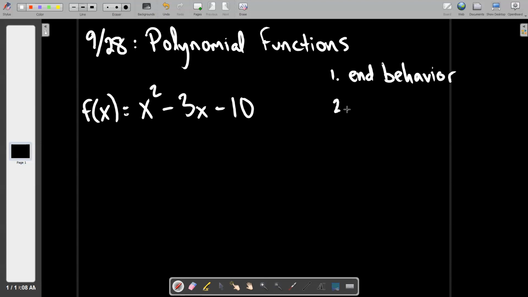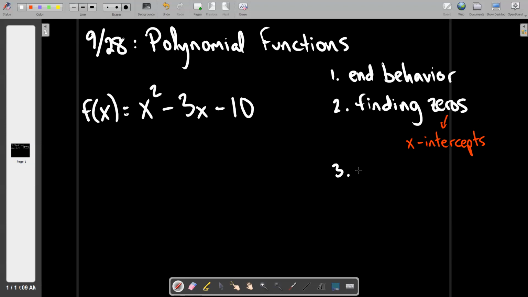Objective number two is finding zeros. And I'm going to put a little parenthetical comment right below zeros. Zeros you can also think of, we don't call them this because it's weird, but zeros are really just x-intercepts. You can't really call them that because some zeros are imaginary. So anyways, we call them zeros. And then the third objective for the day is to find positive and negative intervals, we say.